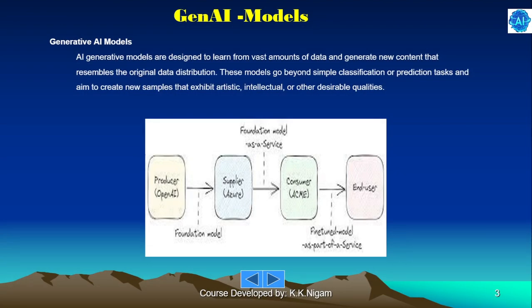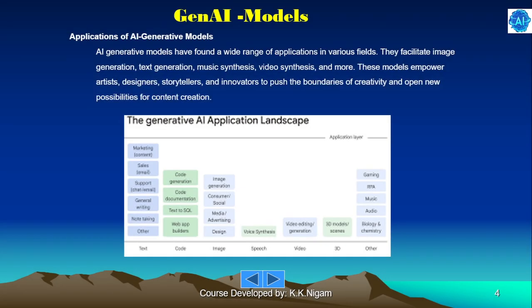Generative AI models. AI generative models are designed to learn from vast amounts of data and generate new content that resembles the original data distribution. These models go beyond simple classification or prediction tasks and aim to create new samples that exhibit artistic, intellectual, or other desirable qualities.